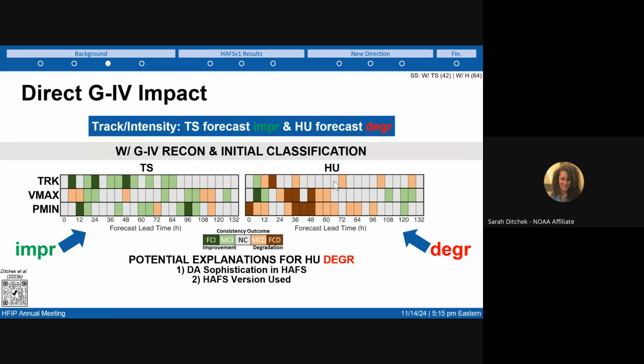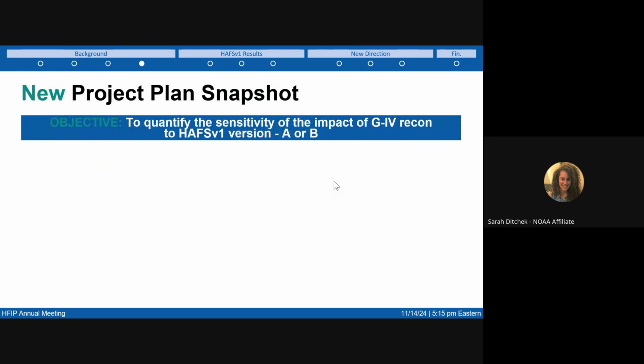We have another potential explanation, and that's the HAFS version used. Jason Sippel conducted some recon versus non-recon experiments with both HAFS V1A and B, and he found that recon impact differed. This project uses HAFS A based on its 3 years of retro performance, and given the differences that Jason found in his experiments, we believe that our results might differ if rerunning experiments with HAFS B. And that was something actionable that we could relatively easily test by rerunning these experiments with HAFS V1B. And so that's what we did. And so this is a new project plan snapshot, what I'll mainly be discussing today. All new items are going to be in teal.